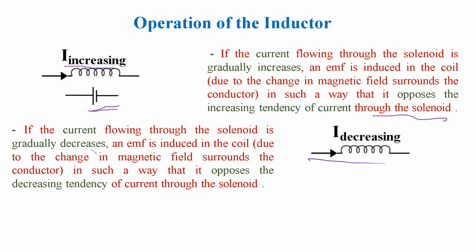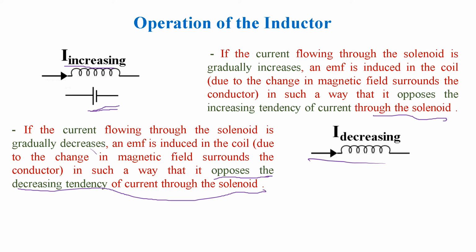Means if the current flowing through the solenoid gradually decreases, an EMF is induced in the coil due to the same reason, that the magnetic field surrounding the coil or surrounding the conductor changes in such a way that it opposes the decreasing tendency of the current through the solenoid.